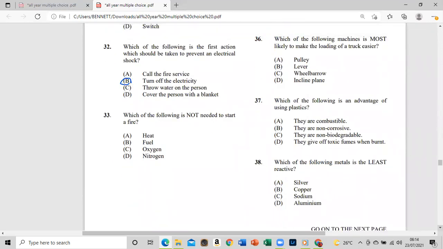Which of the following is not needed to start a fire? Heat, fuel, oxygen, or nitrogen? So 33 is D. Definitely nitrogen.